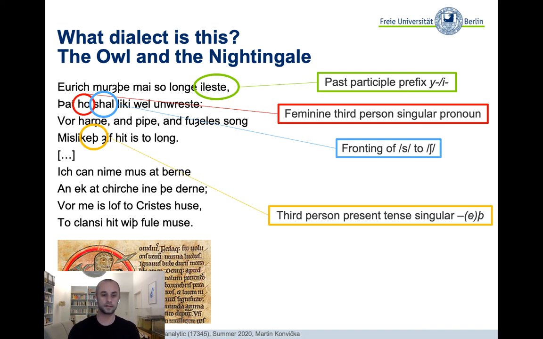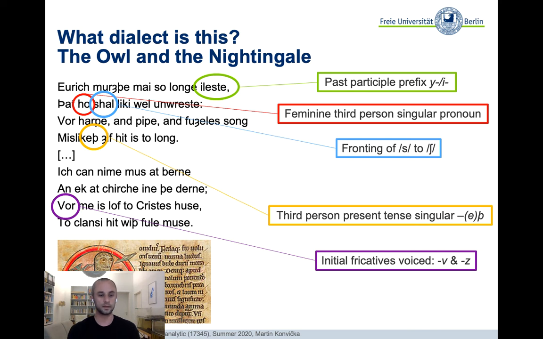What you then find right here is "misliketh if it is so long", the third person present tense singular in -eth, so TH. Again, it tells you that this is not a text from the north, because in the north you would expect something like an S ending, "mislikes", not "misliketh".